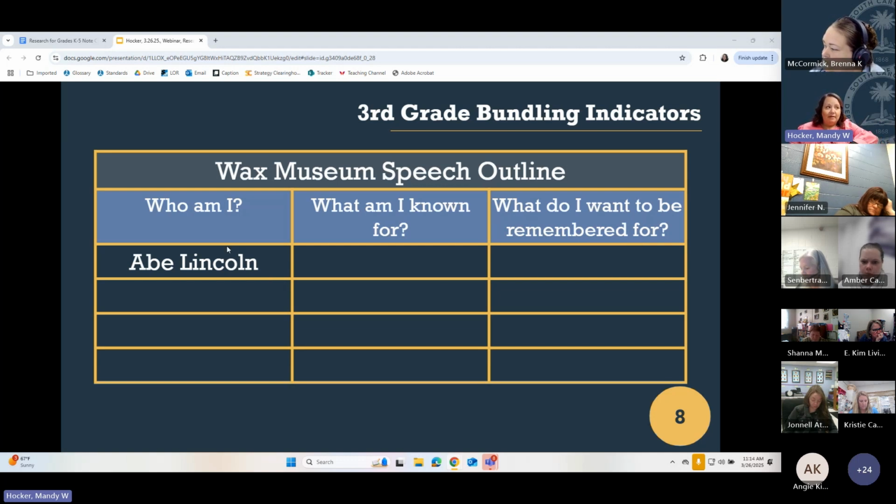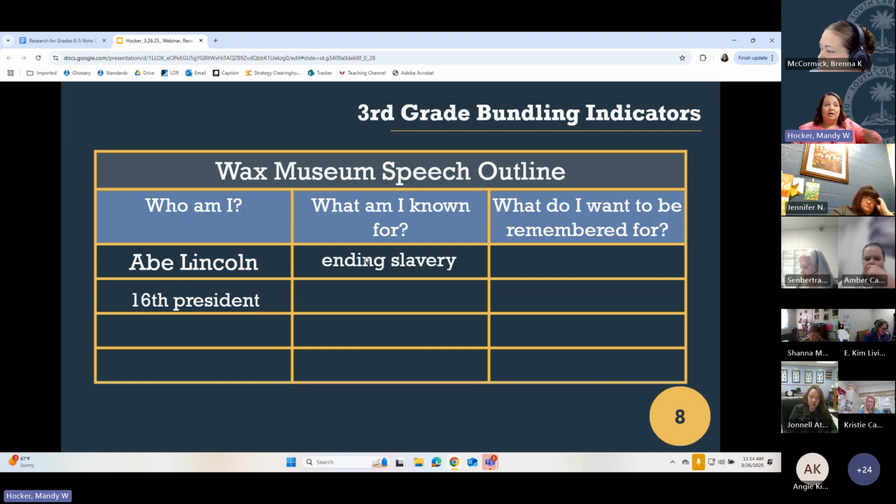So, who am I? Obviously, Abe Lincoln goes there. The next finding that my student had was that he was the 16th president. So where would that information fall? You can argue for all 3 categories, right? I want to be remembered for being the 16th president. I want to be known for being the 16th president. But for my case, it makes more sense that it is helping to identify who he is.